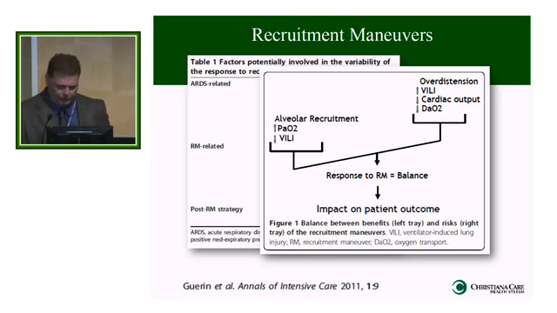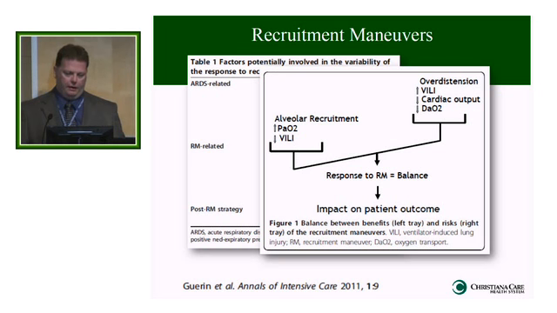So some of the things that make you think, do we do recruitment maneuvers or not? Because if I'm going to subject a patient to 30 to 40 centimeters of water pressure for close to a minute, if something bad happens, I could have a pneumothorax. I could compromise the cardiac output, their oxygen delivery. I could overdistend good lung and hurt that during the recruitment maneuver.